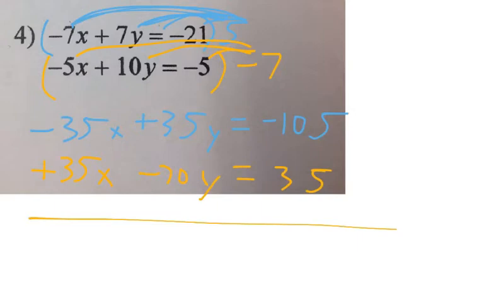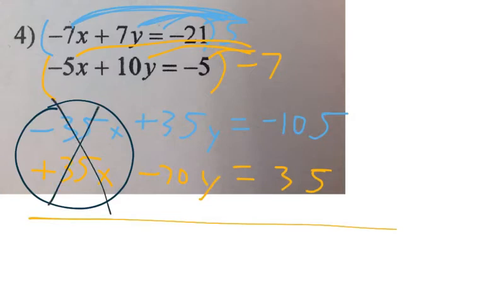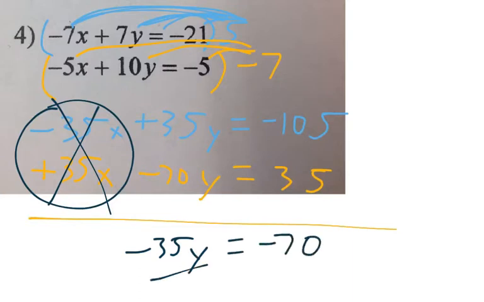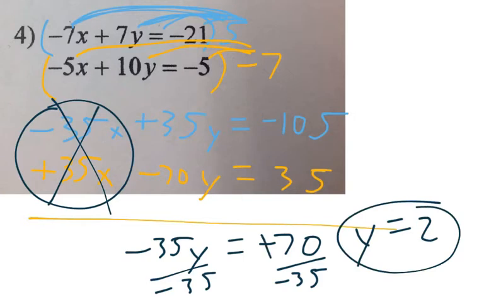Because look right here, guys. Didn't I make one a negative 35 and the other one a positive 35? And of course, 35 minus 35 is 0. And now I'm just left with y's. I'm left with negative 35y equal to negative 70. Once I divide by negative 35, I know my y equals positive 2, because a negative and a negative is a positive.